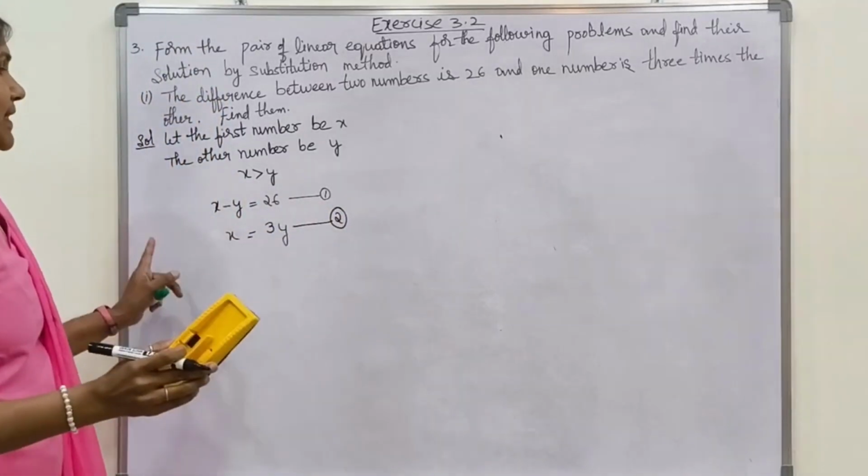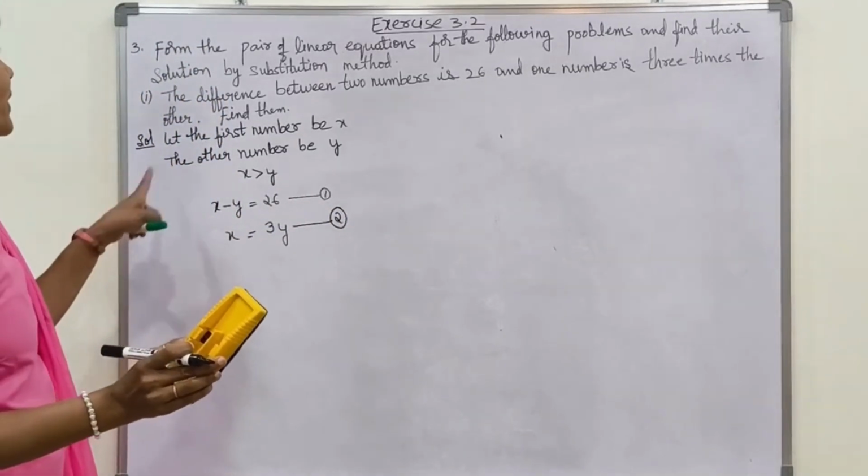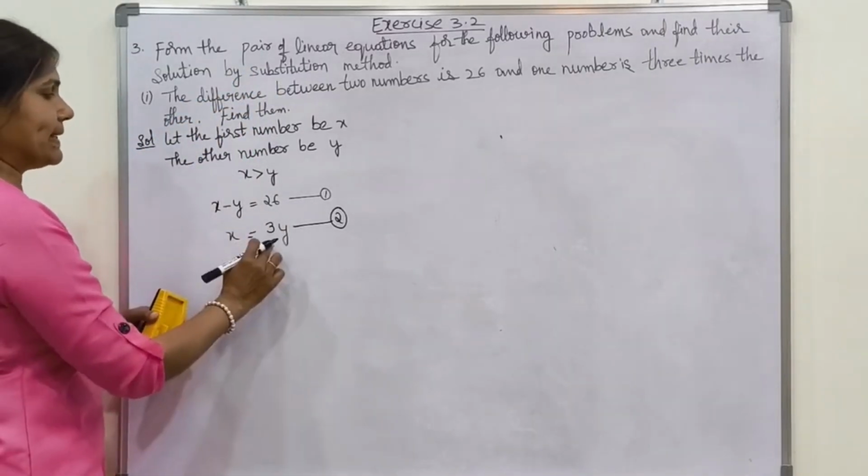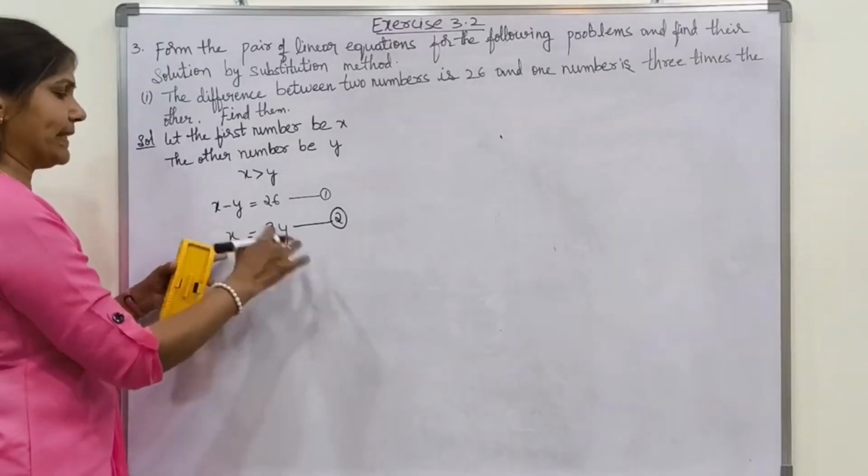I think so. See here, the first equation and the second equation are there. Which method will we use? We will use the substitution method. Now see here, the direct answer is there. In the second equation, x is equal to 3y. The direct x value is there.